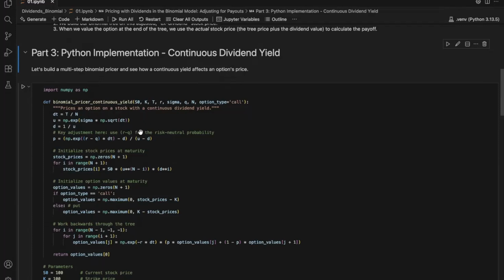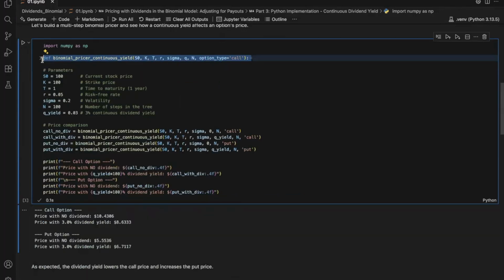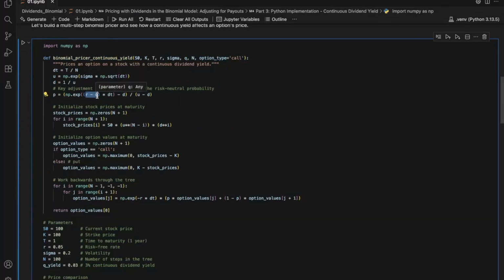We'll compare a no dividend scenario to one with 3% continuous yield. The core of the code is a standard binomial pricer, but with one critical adjustment here. When we calculate the risk neutral probability P, instead of using the risk free rate R, we use R minus Q. This small change incorporates the dividend yield into the entire tree.